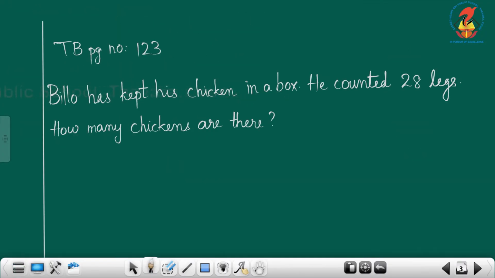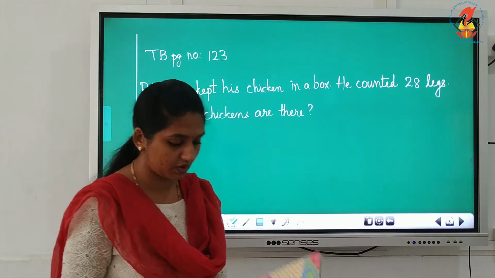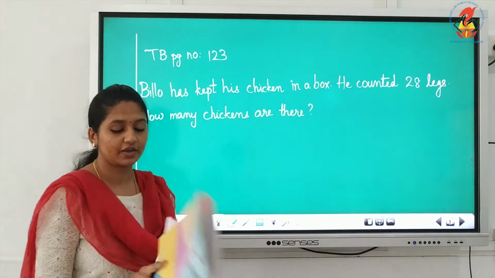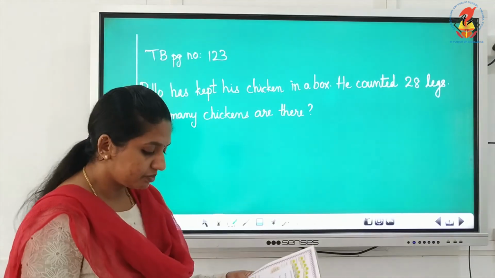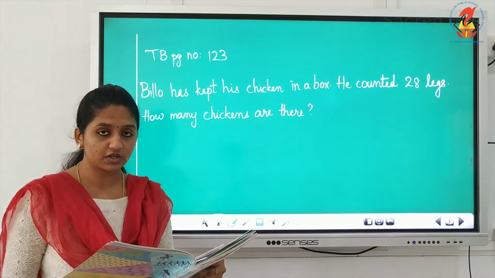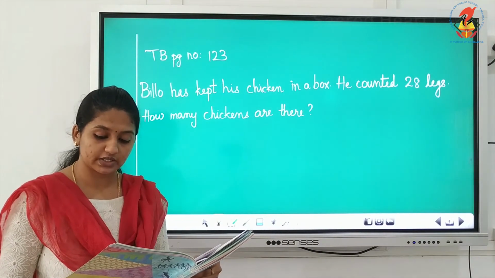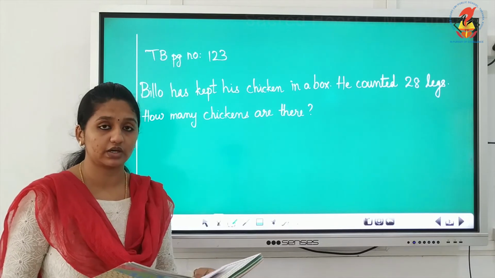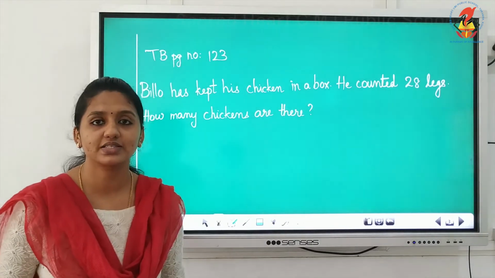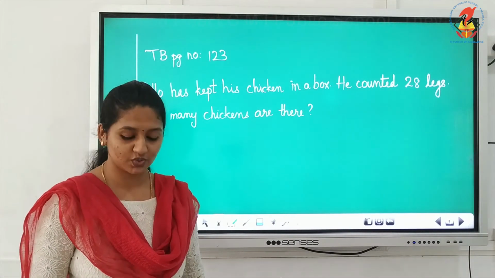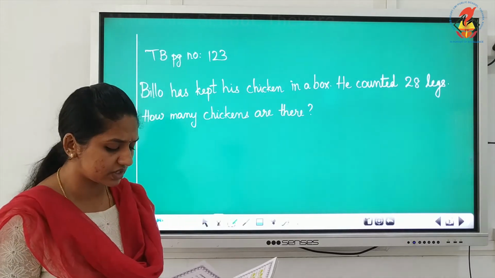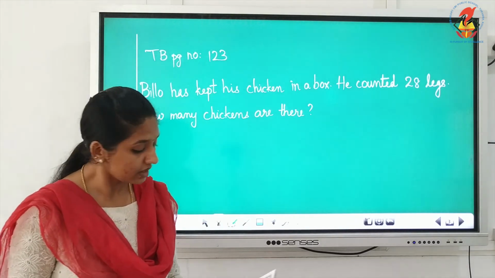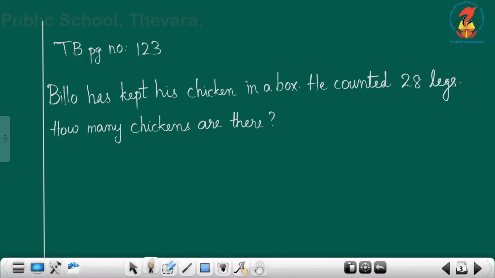Okay, all of you take the textbook, page number 123, your Math Magic. Here on page number 123, there is one question. Below has kept his chicken in a box. He counted 20 legs. How many chickens are there? So, we all know how many legs there are in each chicken. That is 2, right? So, total legs he saw, it's 28 legs. So, how can we write the statement? Yeah, total number of chicken legs he counted. That is the first statement.